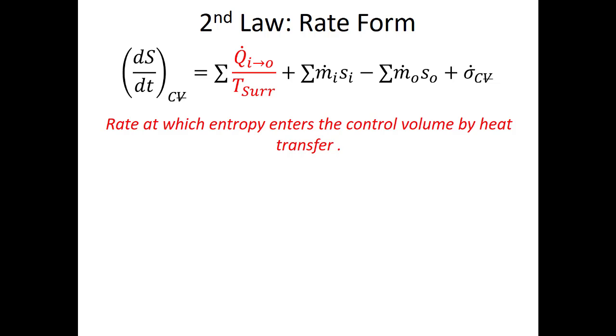A real turbine transfers heat to the atmosphere at a rate of 45 kilowatts. The temperature of the turbine is 700 degrees Celsius, and the temperature of the atmosphere is 20 degrees Celsius. What is the rate that entropy enters the control volume by heat transfer? Oh, so it's just asking you for this term here. This is the rate at which entropy enters by heat transfer. So it's not asking about entropy generation, and it's not asking for m dot delta S. It's only asking for this term.